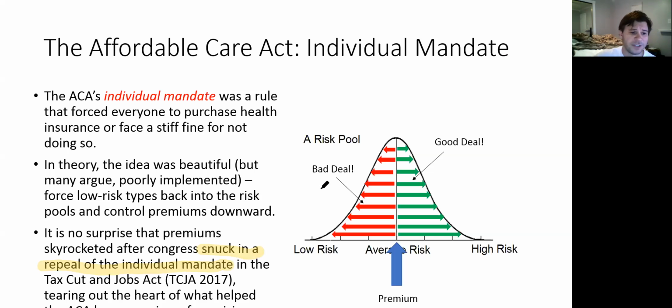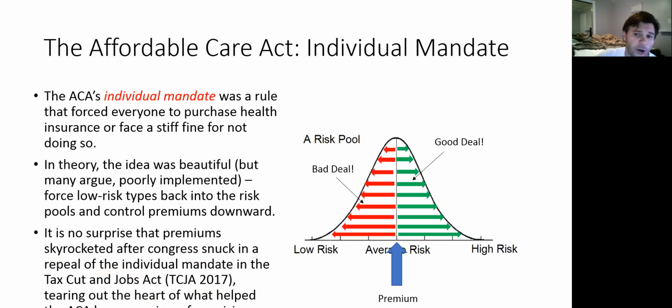But the problem is the individual mandate was really the heart of what helped the Affordable Care Act function. It was forcing those low types back into that risk pool, driving premiums down and keeping them from rising more than they would otherwise. So it was no surprise that shortly after the individual mandate was repealed through the TCJA, premiums did start to increase more than they had in previous years under the previous administration.